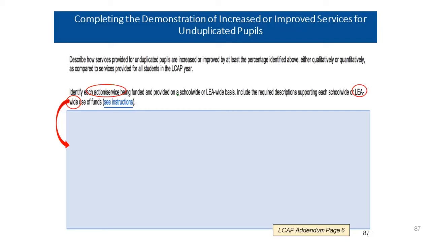To demonstrate that an action is principally directed towards the unduplicated pupil groups, the LEA must show it considered factors such as the needs, conditions, or circumstances of those pupils, how the LEA took those factors into consideration, and how the LEA expects the service to support the conclusion that it will be effective in meeting LCAP goals for unduplicated pupils. This is the final section of the new LCAP template.